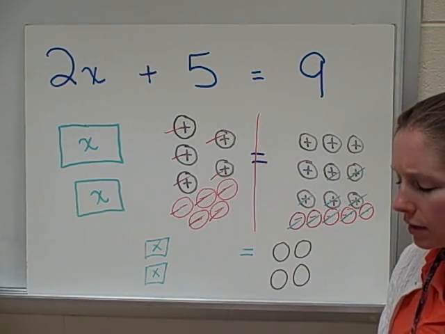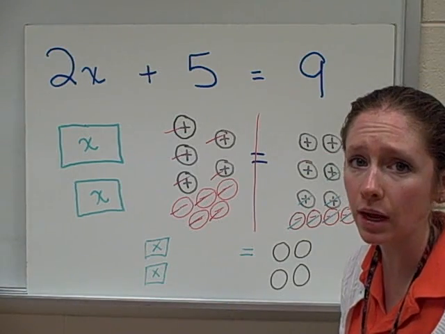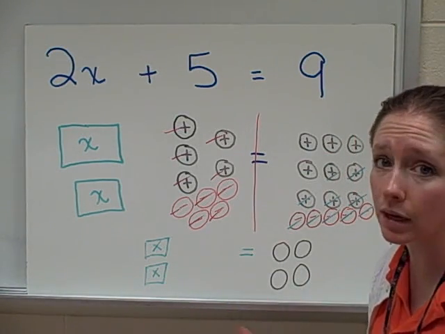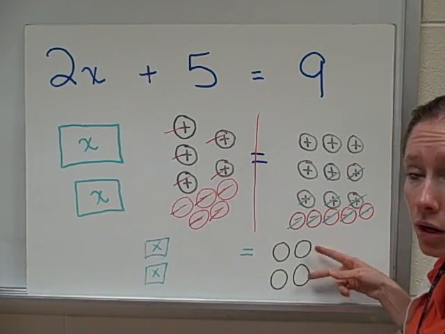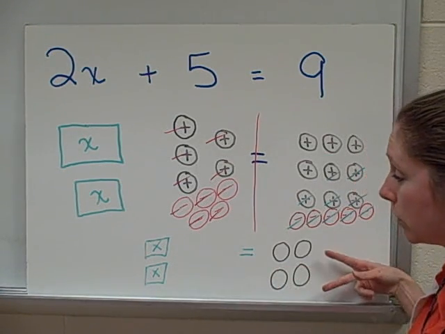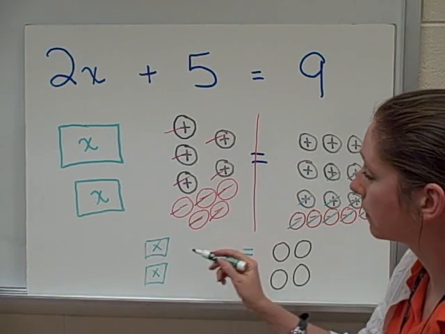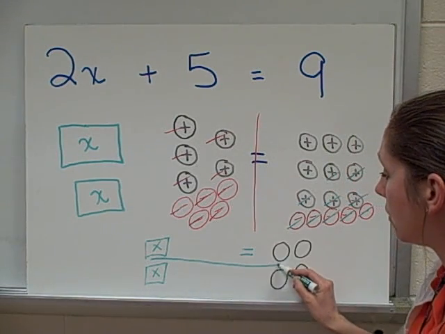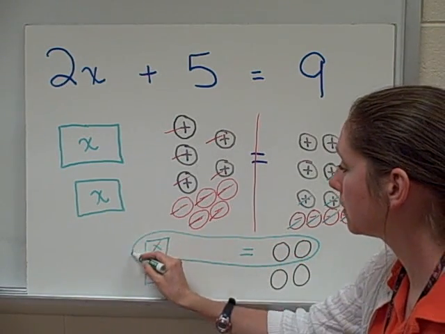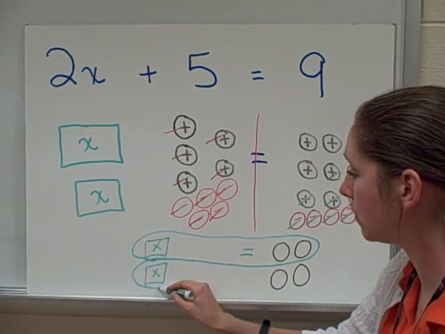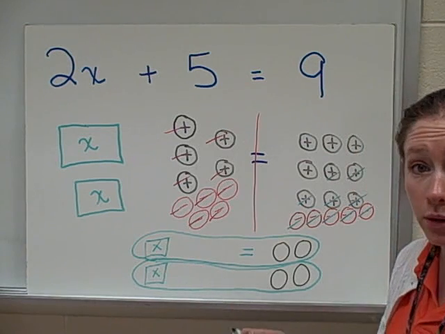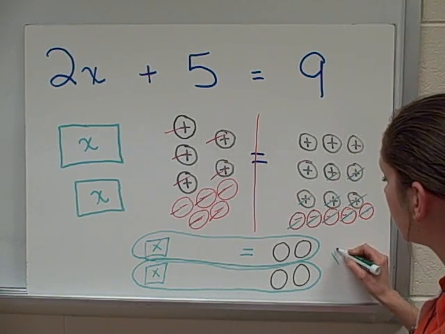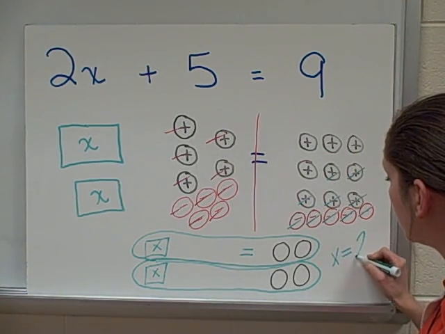Okay, so now, remember this is the same equation as we had before, so it's going to be the same answer. 2x is equal to 4. So that means if 2x equals 4, then 1x has to be equal to 2. So another way to see it, x equals 2.